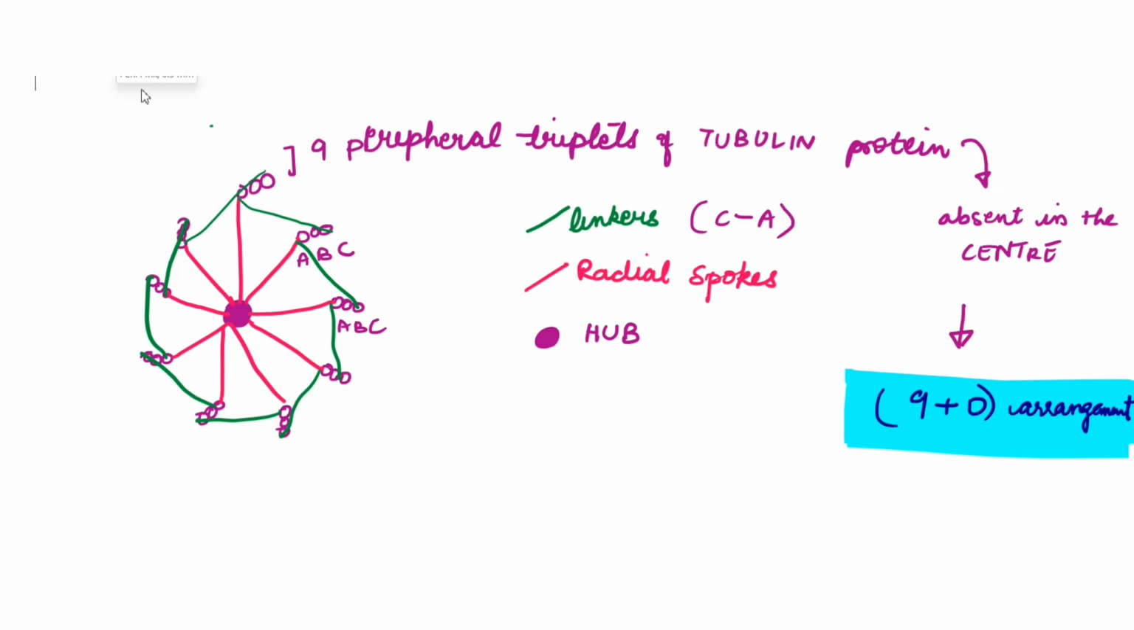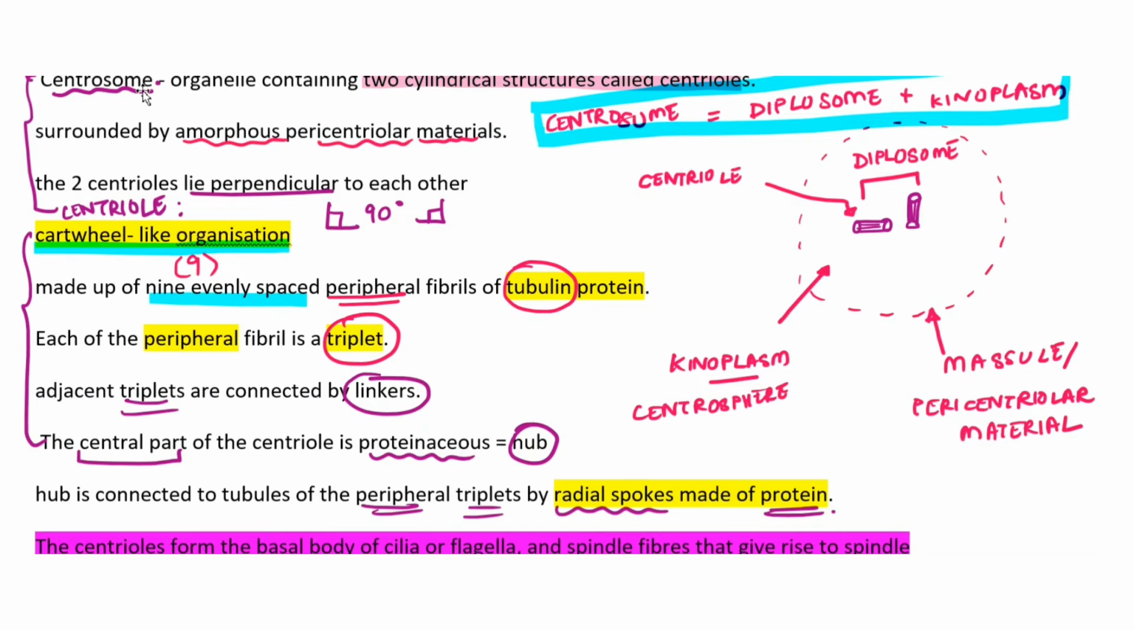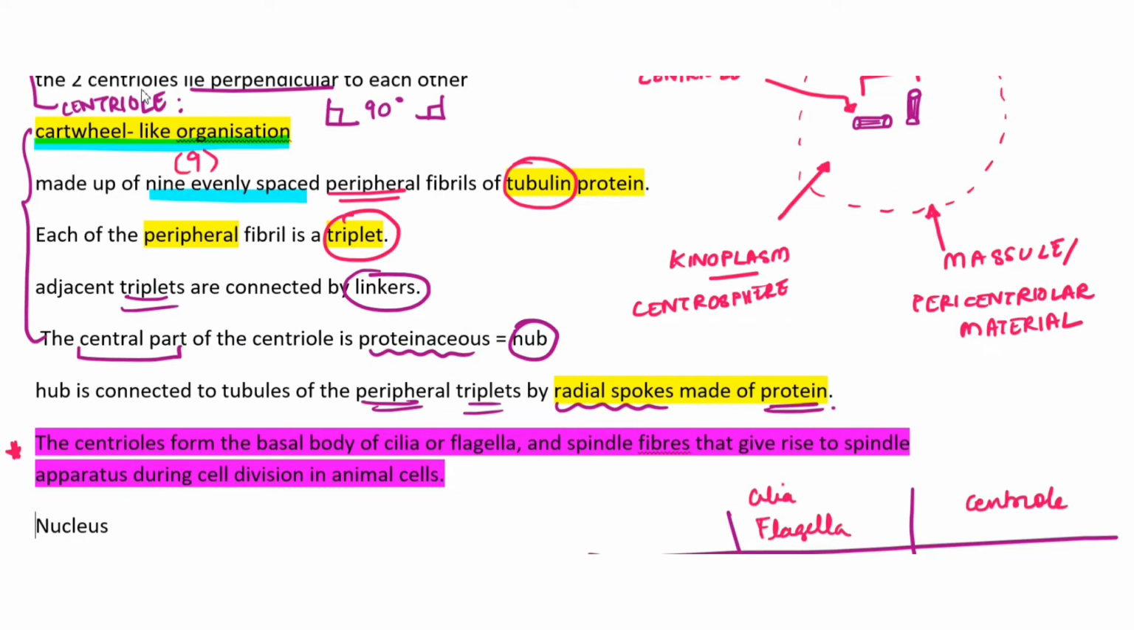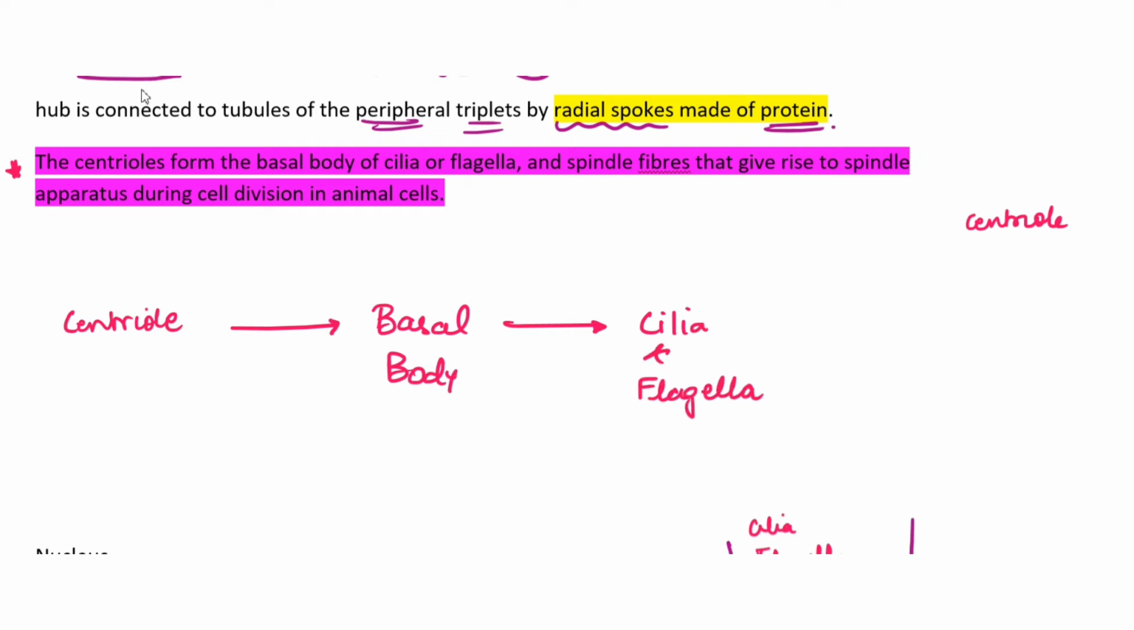There are 9 radial spokes and there is one central hub present. So I told you centrioles form the basal body of cilia and flagella and spindle fibers that give rise to the spindle apparatus during cell division in animal cell. So centriole gives rise to the basal body and this basal body gives rise to cilia and flagella. Understood? But centriole and cilia and flagella are totally different structures.